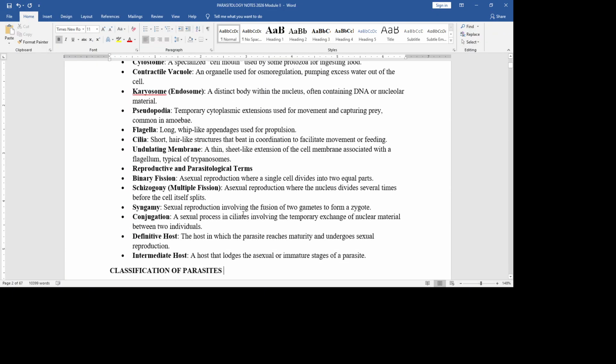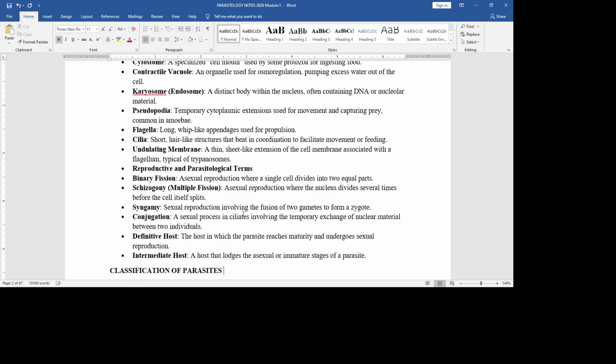Then we have binary fission. Binary fission is an asexual process of reproduction whereby a single cell divides into two equal parts, giving rise to two identical individuals. Then we have conjugation. This is a process which normally occurs in ciliates, which involves temporary exchange of nuclear material between two individuals.